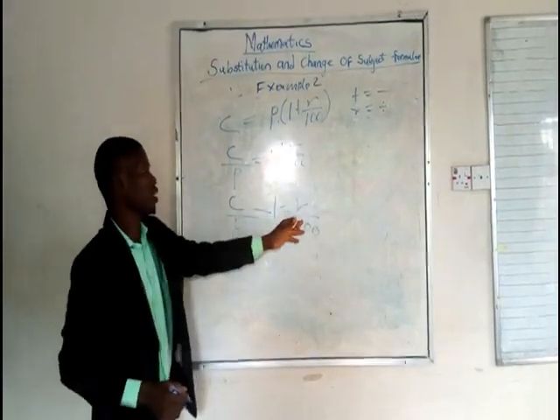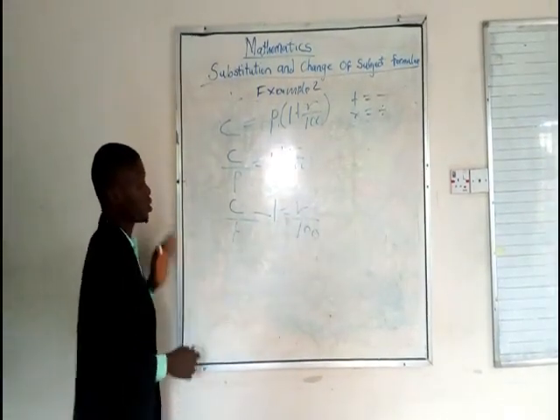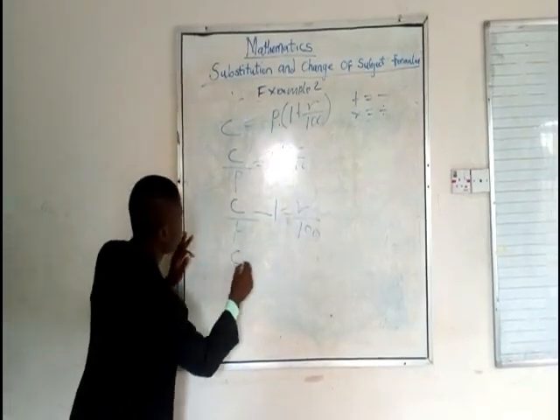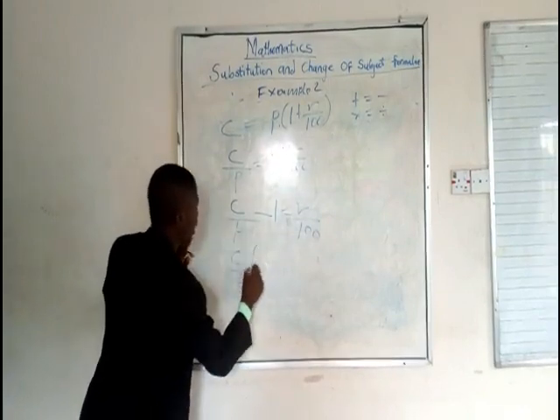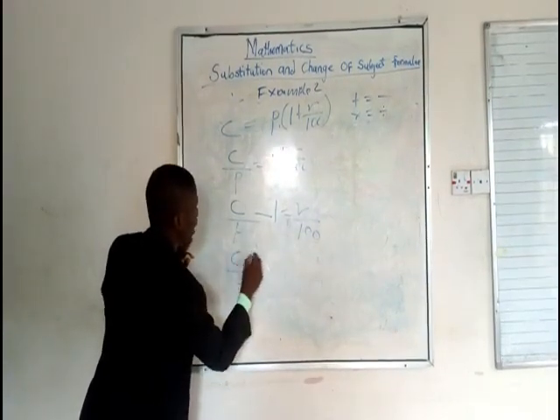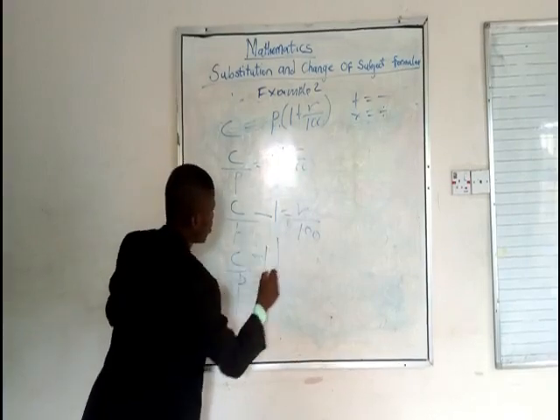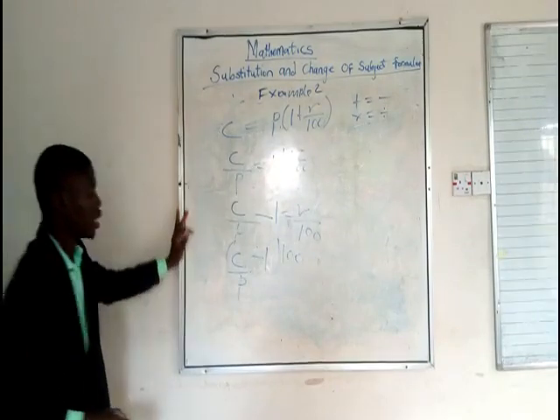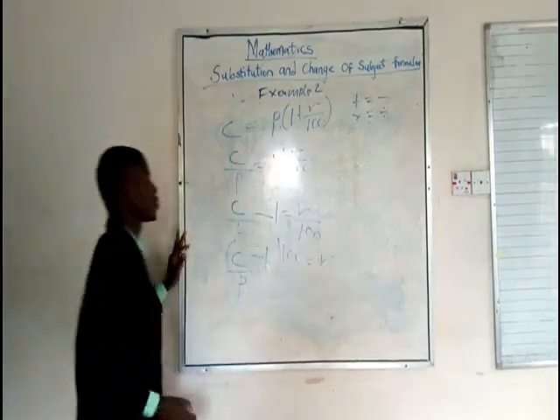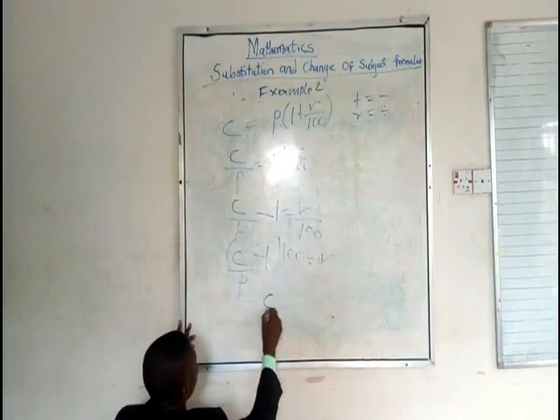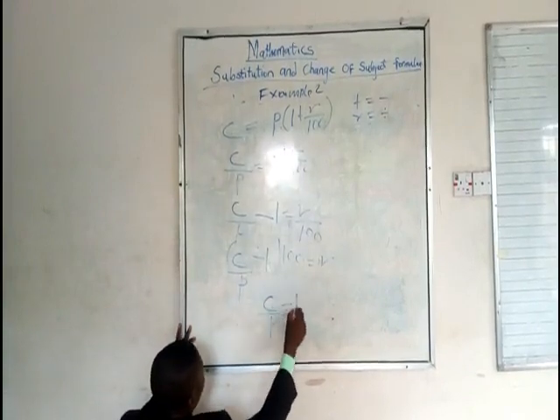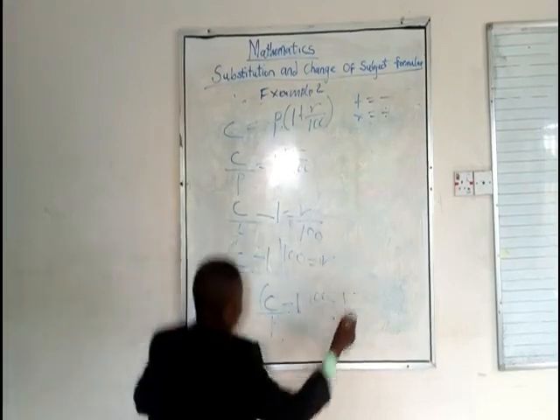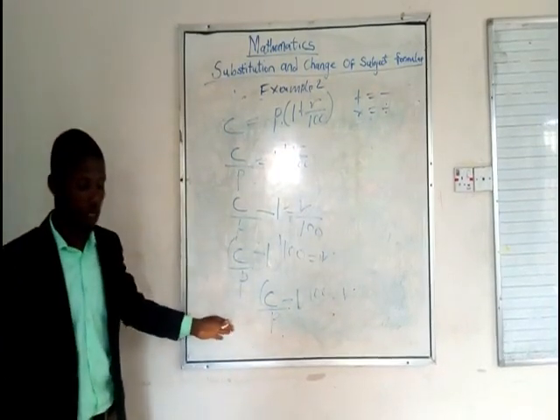So this is dividing. What next we do now is to times. This 100 will cross. We have C all over P minus 1, bracket, times 100, because it's times, equals r. Our final answer will be C all over P minus 1, bracket times 100 equals r. We have made r the subject of the formula.